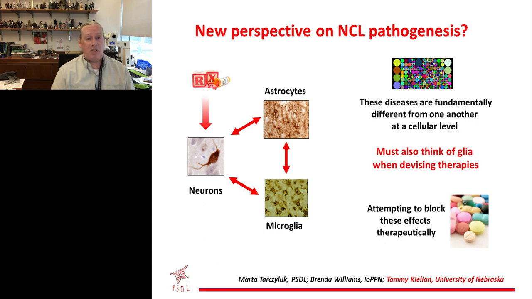In both CLN1 and CLN3 disease, we have dysfunctional glia, but they are dysfunctional in quite different ways. So they're actually really different diseases at a cellular level. Another very important thing to come out of these studies is that while we have previously been thinking purely of treating the neurons, we really should be thinking of also treating the glia when we are devising therapies. These are cells that clearly are dysfunctional and appear to be contributing in a big way to the disease process. And so we are now attempting to block these sorts of effects with a range of different compounds.